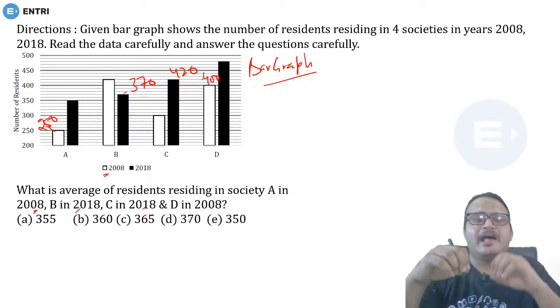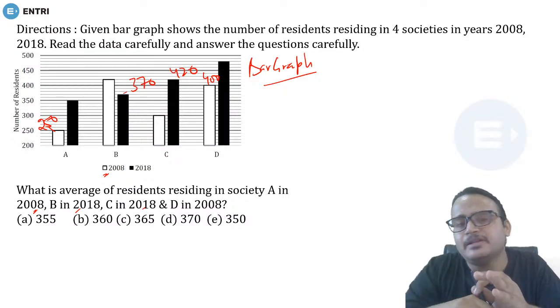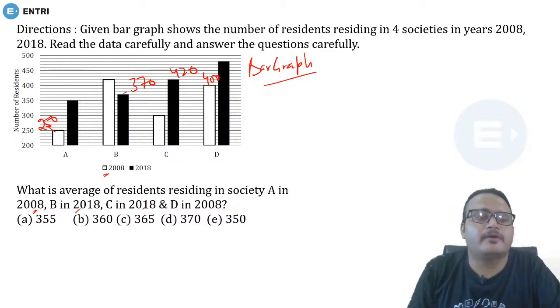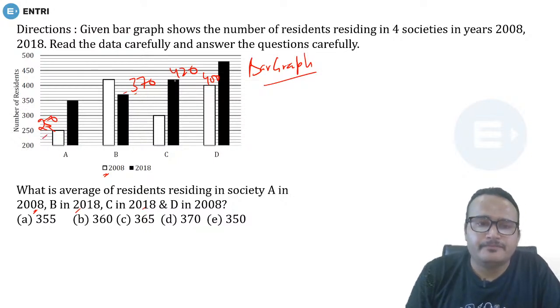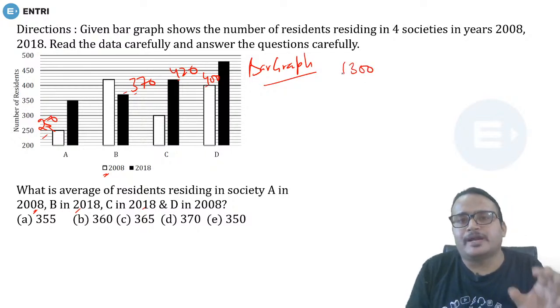So guys, what is the average? Average is nothing but the sum of the observations divided by the number of observations. So we have the observations. How can we do the sum? 3 plus 2 is 5, plus 4 is 9, plus 4 is 13. That means 1300, you need to write aside.